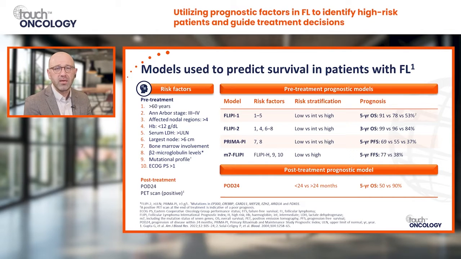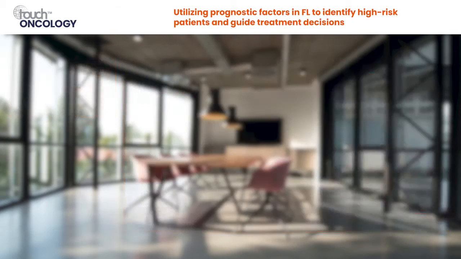And in the clinical setting, as you can see on the right, we use a number of these indices. One of the ones that I would also focus your attention on is the POD24. And as I mentioned, this is seen in approximately 20% of patients and is associated with poor survival in those that have progression of disease within the first 24 months after initial therapy.